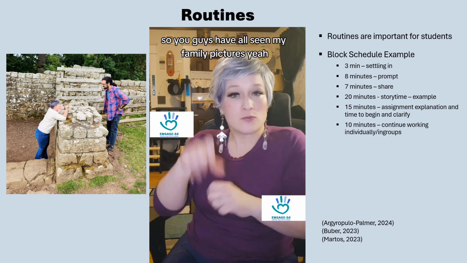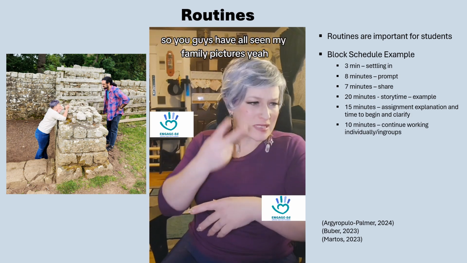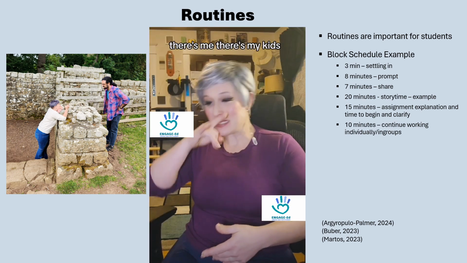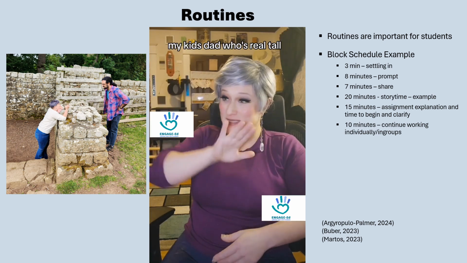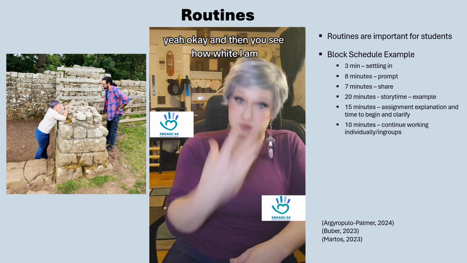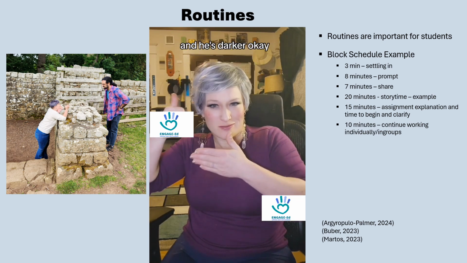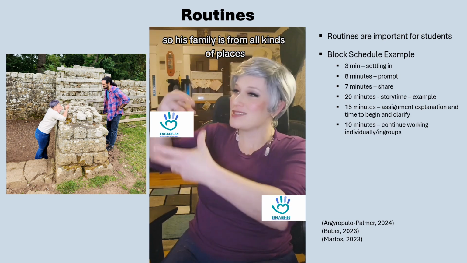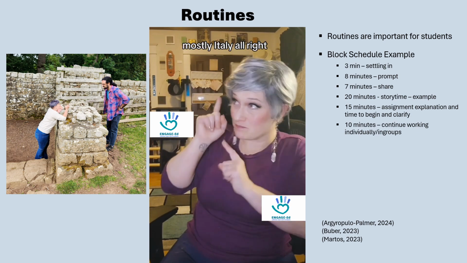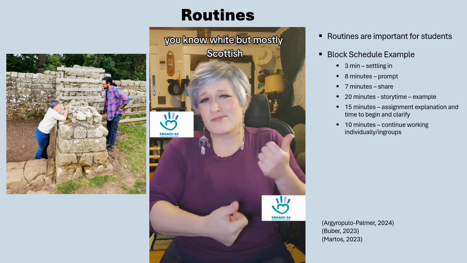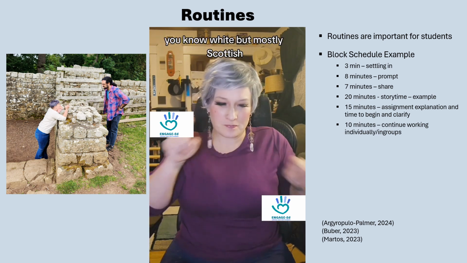Okay. So you guys have all seen my family pictures. Yeah? There's me, there's my kid's dad, who's real tall. Yeah? Okay. And then you see how white I am. And he's darker? Okay. So his family is from all kinds of places, but genetically, mostly Italy. All right? My family is a mix of white, but mostly Scottish.